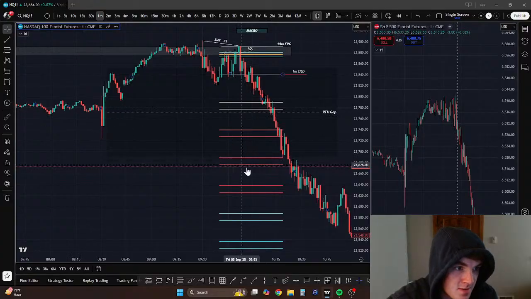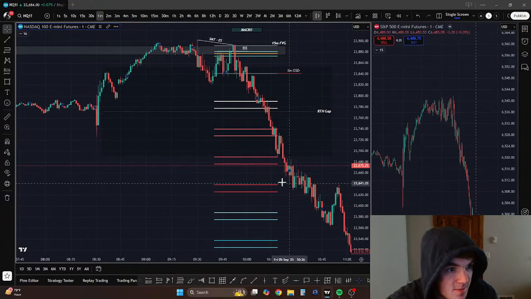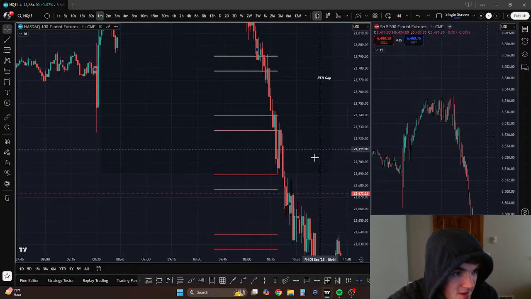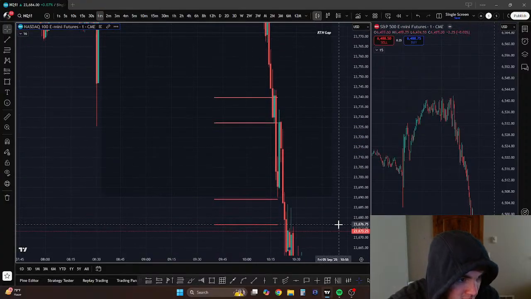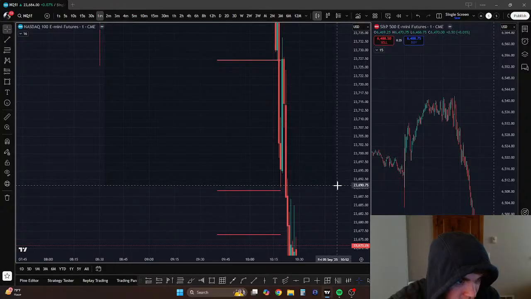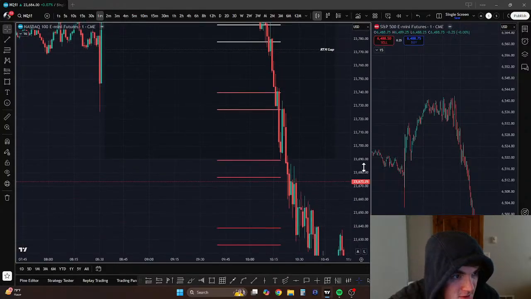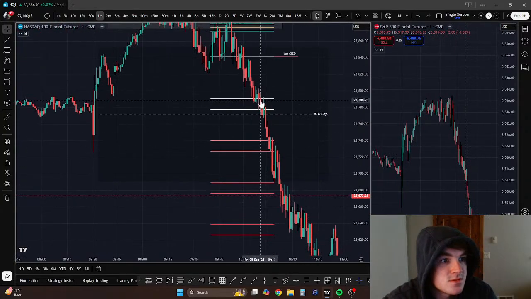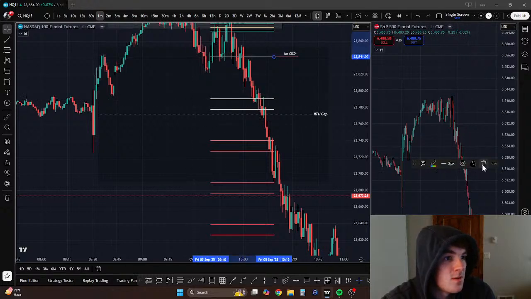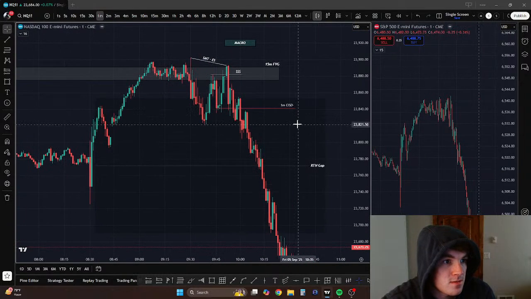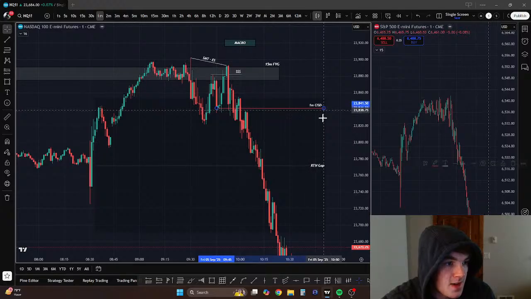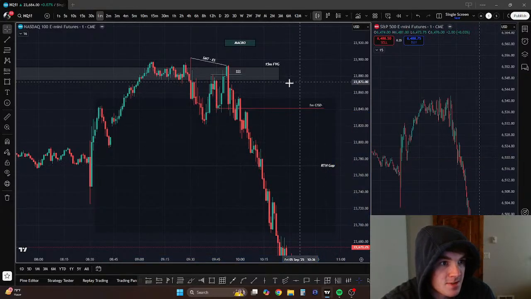I would target the third though, because the end of the RTH gap aligns with it. Actually, I would target the RTH gap getting filled, which you can see that was the exact low. So this is what a high probability setup looks like.